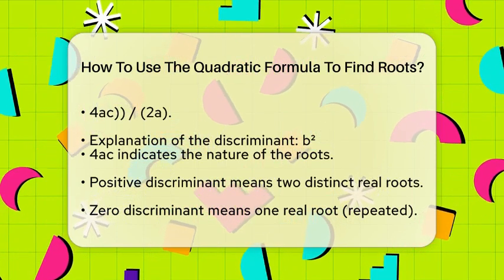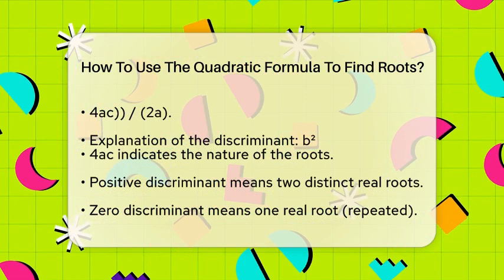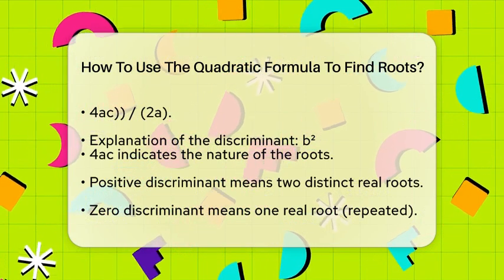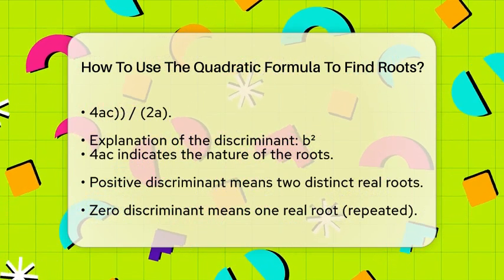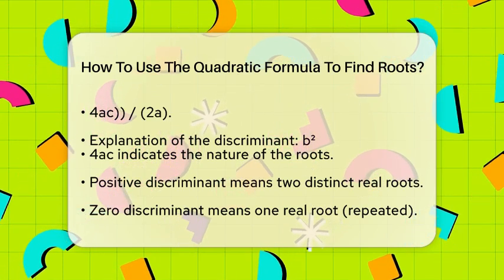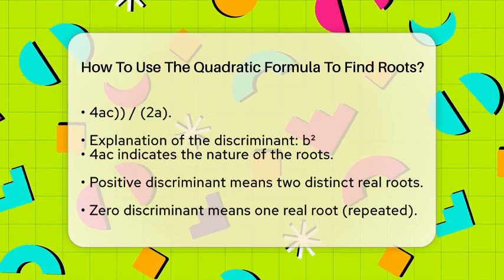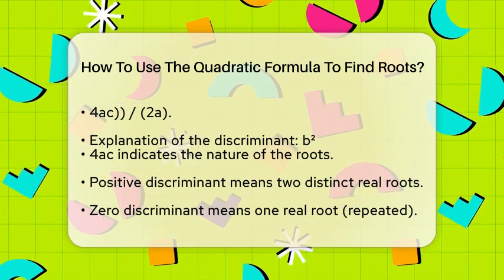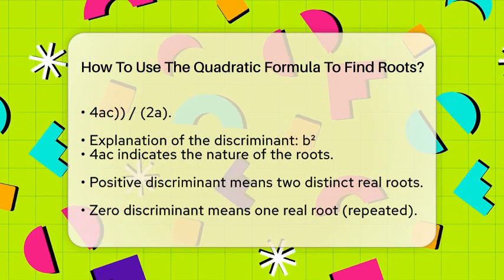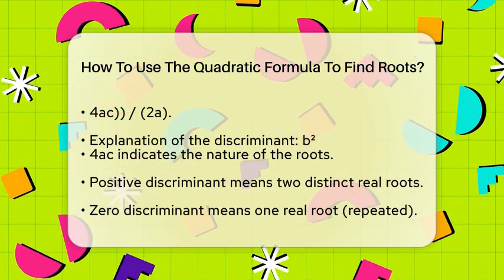Now let's calculate the discriminant, which is the part under the square root. B squared minus 4ac, this number tells us about the nature of the roots. If the discriminant is positive, we will have two real and different roots. If it is 0, we will have one real root, also known as a repeated root. If it is negative, the roots will be complex, meaning they involve imaginary numbers.